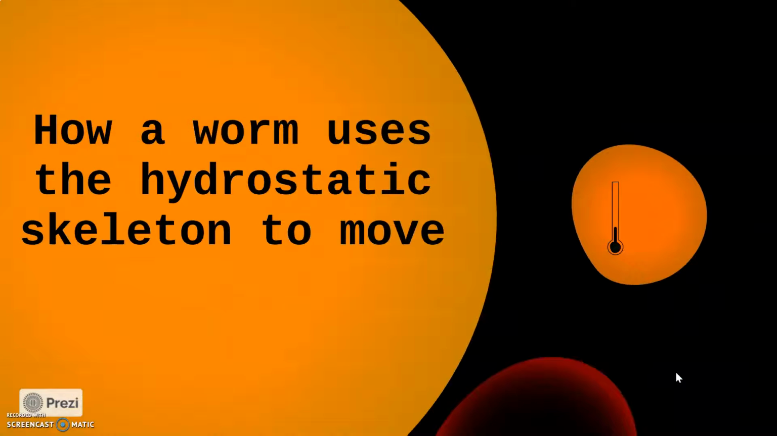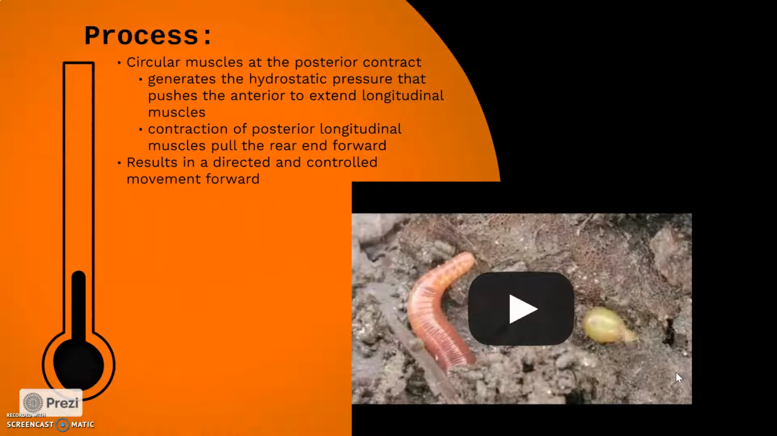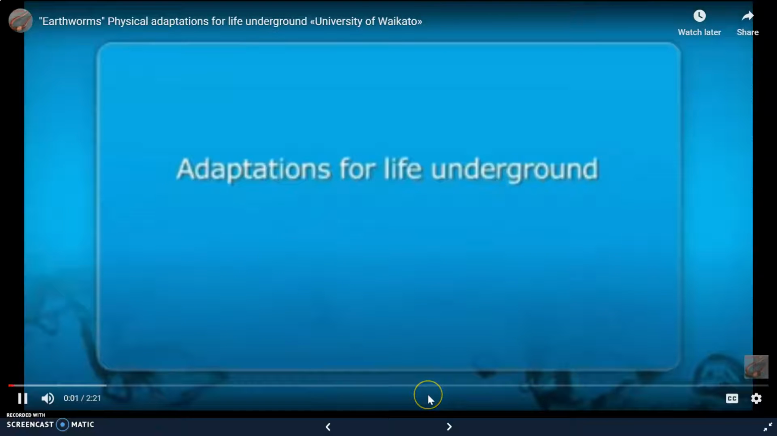So how does a worm use the hydrostatic skeleton to move? Well, the process begins with the circular muscles at the posterior end. They contract, which creates the hydrostatic pressure that pushes to the anterior and extends the longitudinal muscles. The contraction of the posterior longitudinal muscles pulls the rear end forward, which results in directed and controlled movement forward. And here's a short video to help explain that a little bit better.